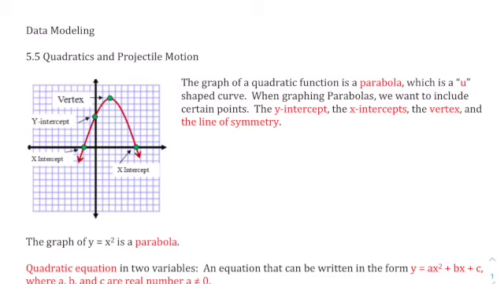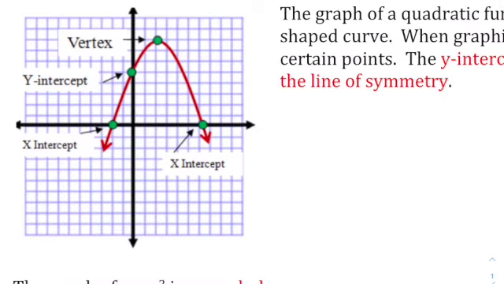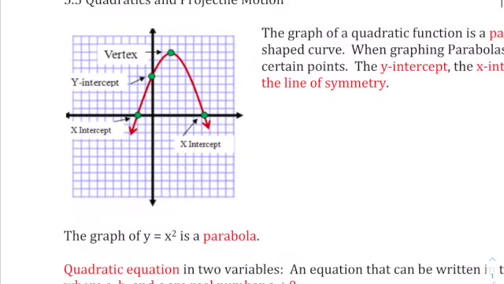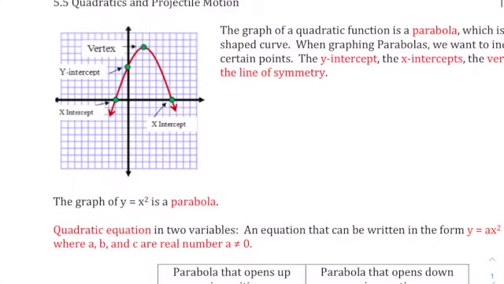When graphing a parabola, we want to include certain points: the y-intercept, the x-intercept, the vertex, and the line of symmetry. Just in case you don't remember, I relate the parabola shape to a rice bowl. That's how I remember the parabola shape. Notice in the pictures, they show the location of the vertex, the y-intercept, and the x-intercepts. Now we're going to talk about how to find them and determine where everything is located.